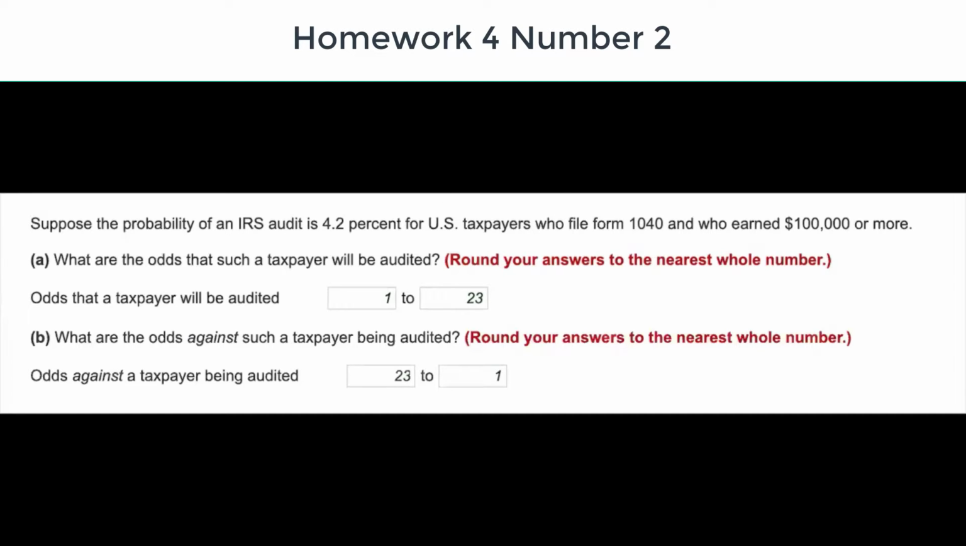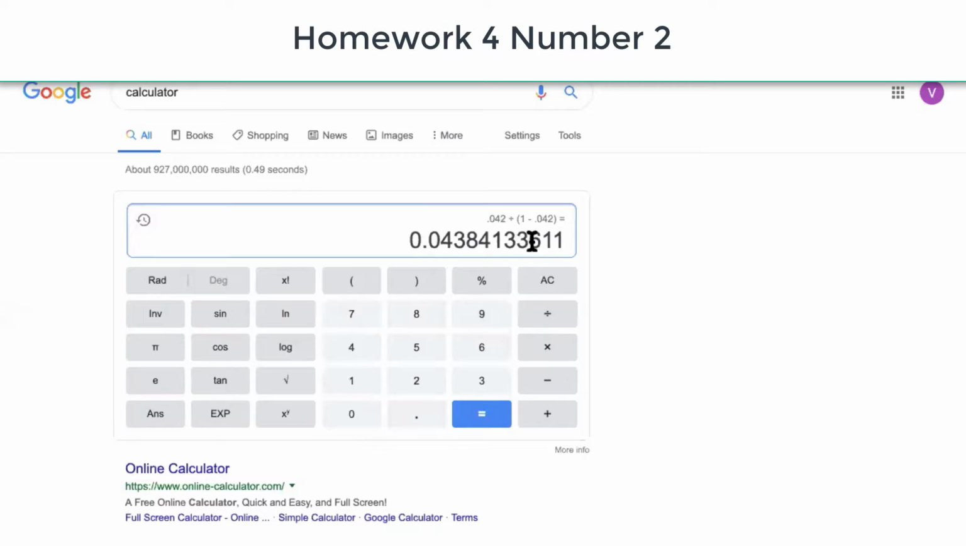So first of all, I'm going to go back to my Google calculator. Let me show an easy way to do this. Okay, so let me just find 1 minus 0.042 for a second. So 1 minus 0.042 is 0.958. Okay, so I'm just going to write that down before I go back to my other screen. Let's go back to this screen here, our problem.